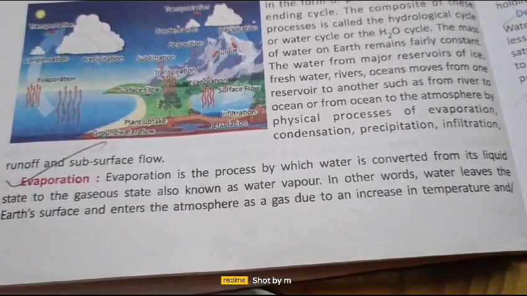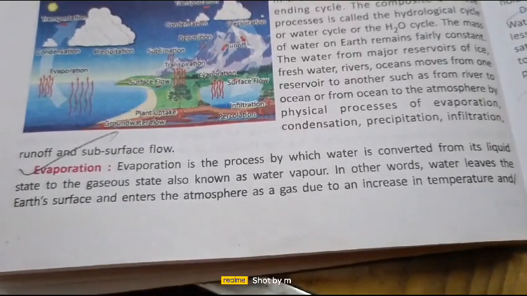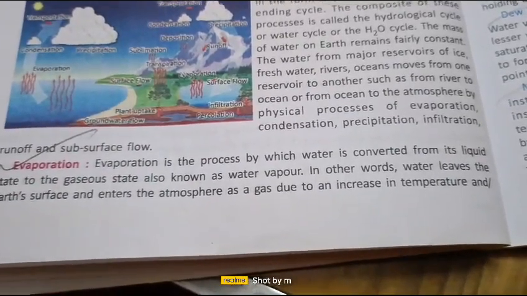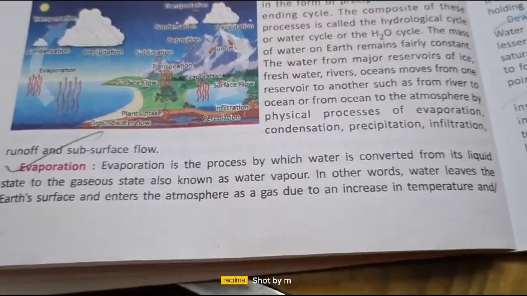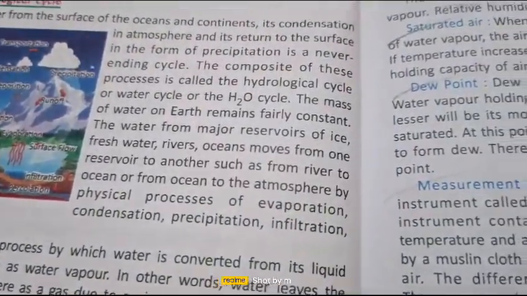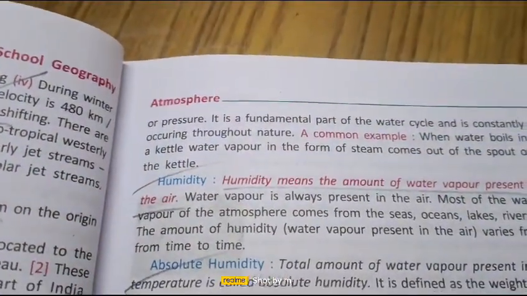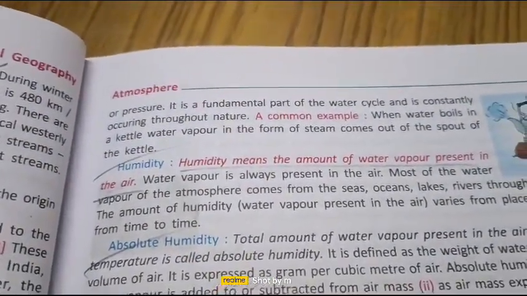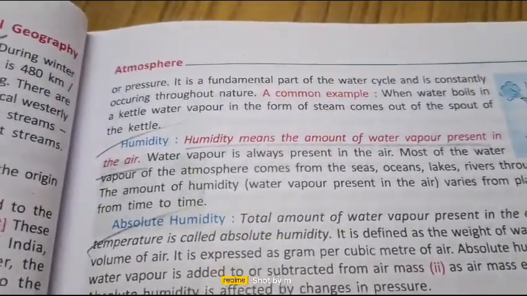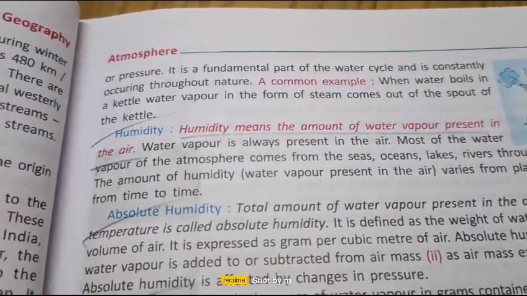Evaporation is a process, as you know, when water is converted into vapor and evaporated in the gaseous form. In other words, water leaves the earth's surface and enters the atmosphere in a gaseous form due to the increase of temperature and pressure. It is a natural process, and it is constantly happening in the water cycle.